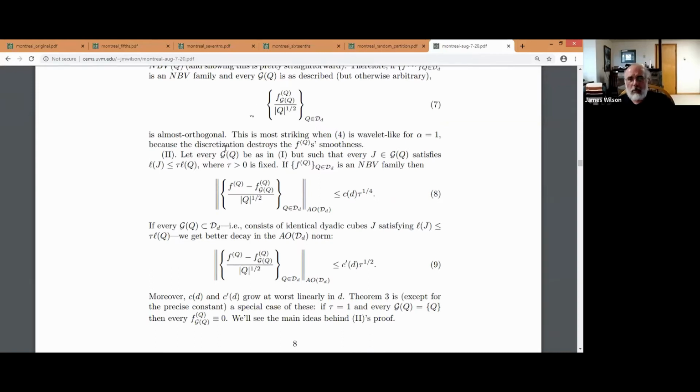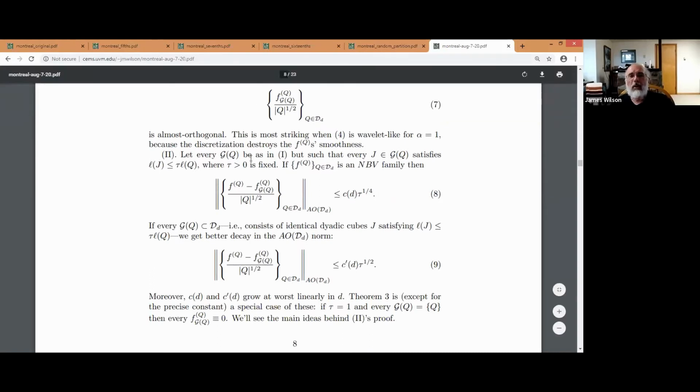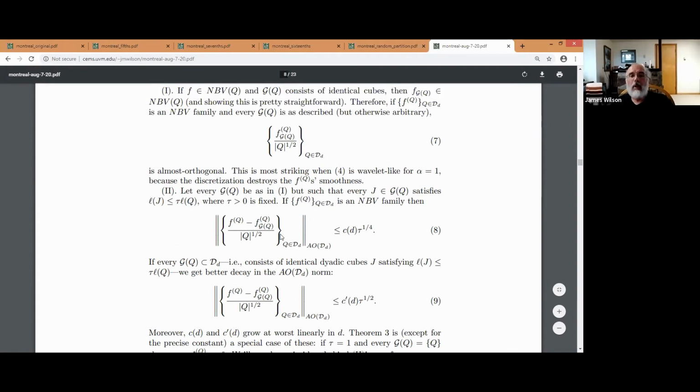Now, if you look at the same kind of discretization, but now you ask that every J in Q be small, its length small relative to Q. Then if you have an NBV family up here, and you look at how far this family is from that family in the almost orthogonal norm, it turns out it's no worse than tau to the 1/4. So this is nearly the same as this family in terms of its almost orthogonal properties.